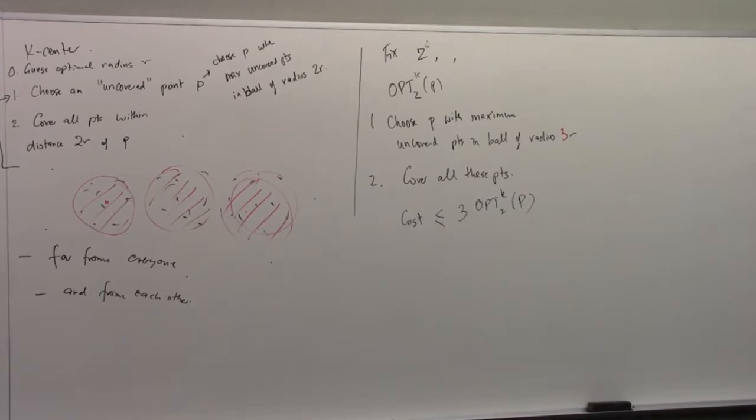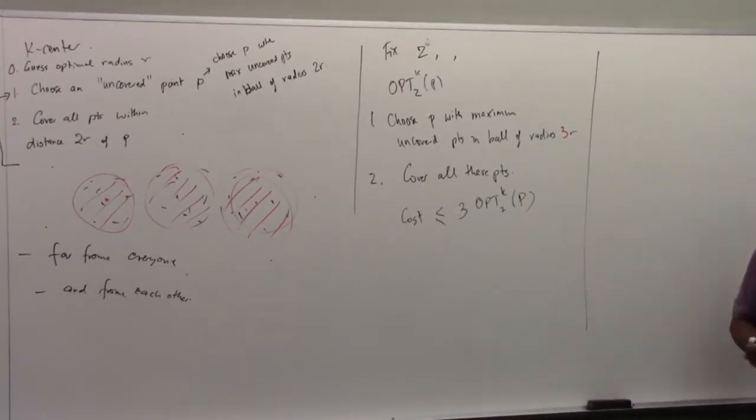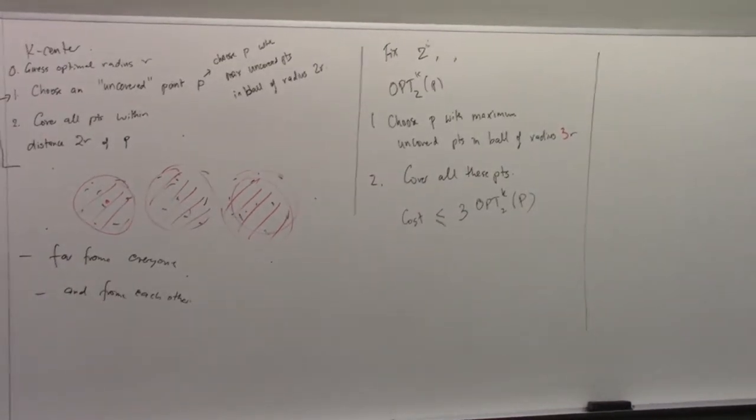Any questions with this? Will that upper limit change with the radius? No, it's always 3. Yeah, the 3 is from the analysis.